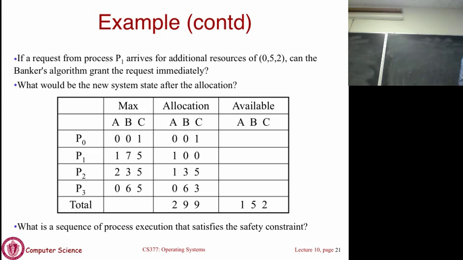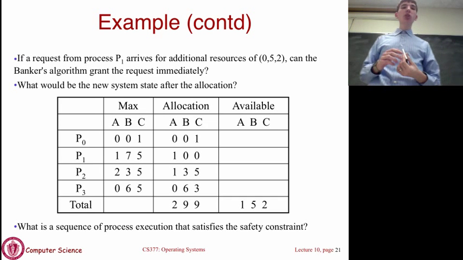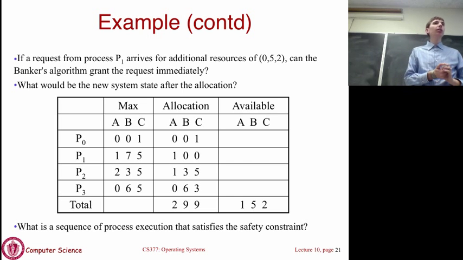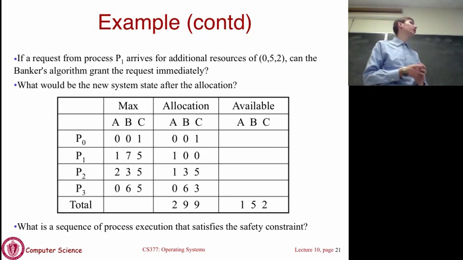So, let's say now that process P1 wants additional resources, and what it's requesting is no copies of A, but 5 copies of B and 2 copies of C. So what Banker's algorithm is doing here is saying essentially, do we want to grant that request immediately? Remember, the idea is we want to determine what the state of the system is after doing that allocation, and then decide whether that's a safe state or not.